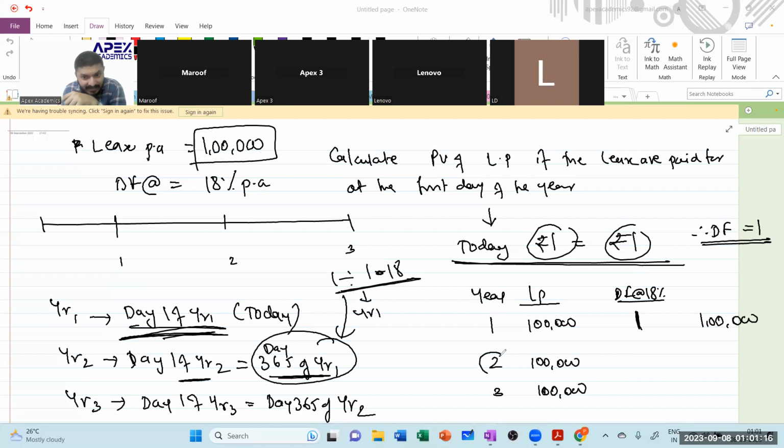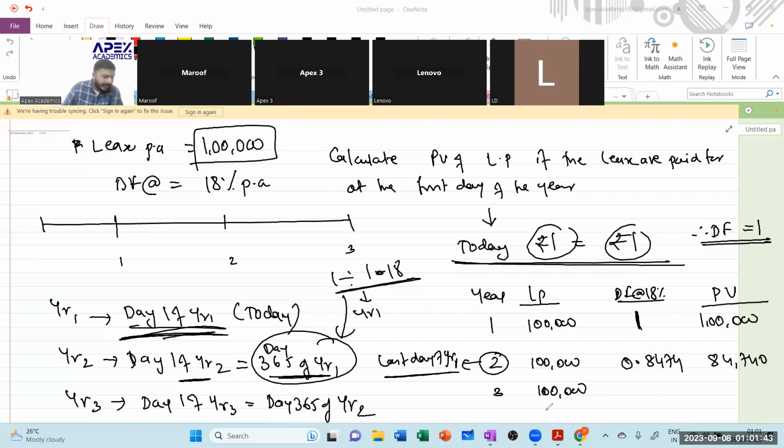The second year is essentially the last day of year 1. So the first year's discounting factor will come for the second year: 1 divided by 1.18. What is your answer? 0.8474, which is 0.847457, and I rounded it off. This will be 84,740 present value. Next, same logic: the second year's discounting factor will now become the third year's, 71,820.